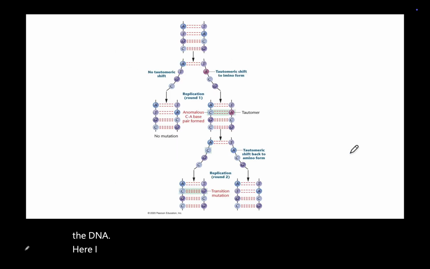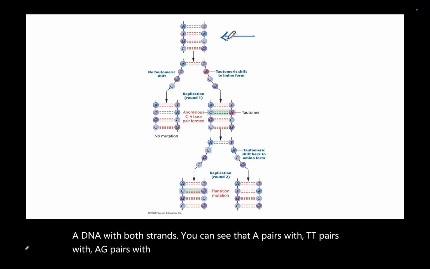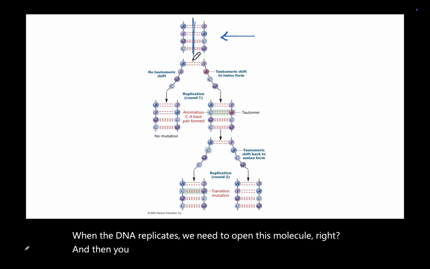Here I am showing you at the top a DNA with both strands. You can see that A pairs with T, T pairs with A, G pairs with C, and C pairs with G. Okay? When the DNA replicates, we need to open this molecule, right? And then you have two strands of DNA.